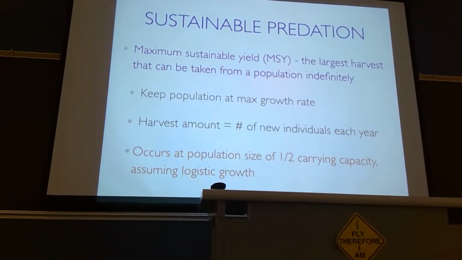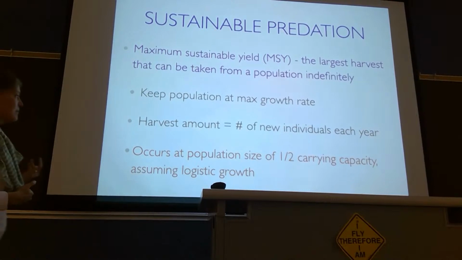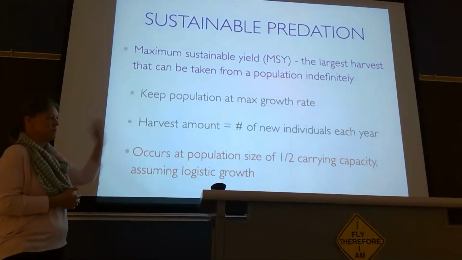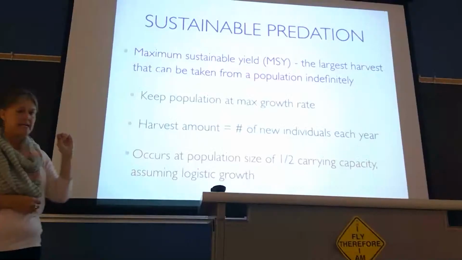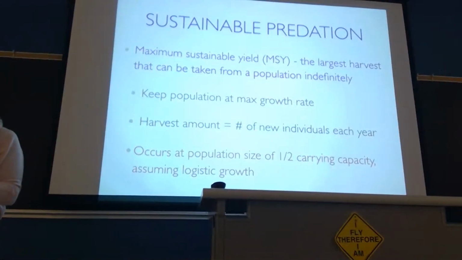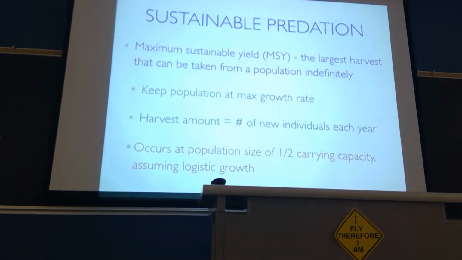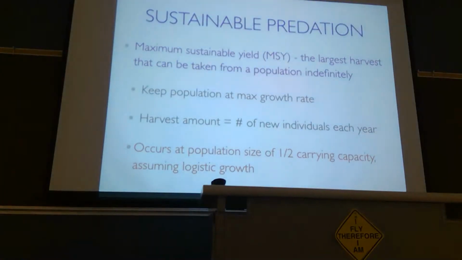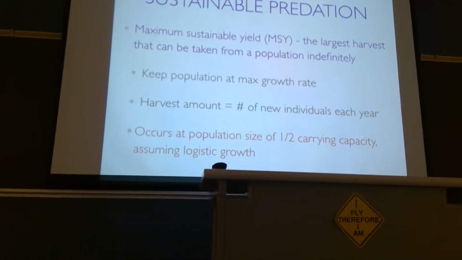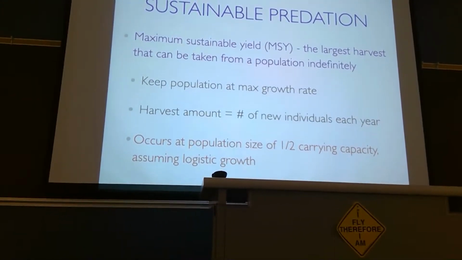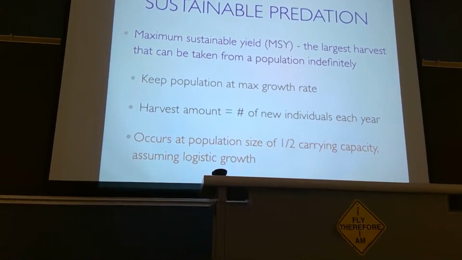And essentially this maximum sustainable yield happens when the harvest amount equals our birth rate of new individuals. And this happens at a prey population size that's at half of its carrying capacity. When the prey population size is at 1/2 carrying capacity, it is at the steepest part of its growth curve. Its growth rate is the fastest, which means then we can have our biggest harvest rate.